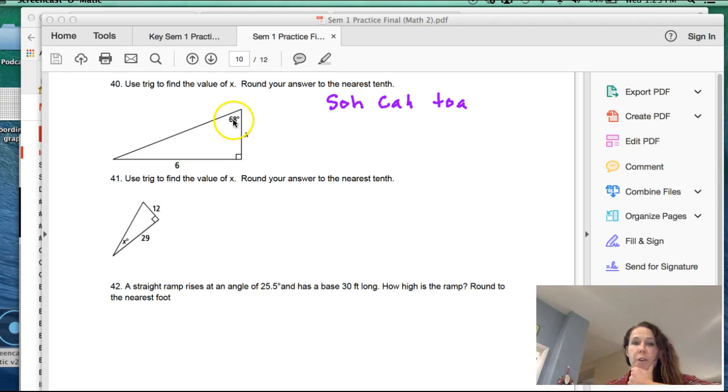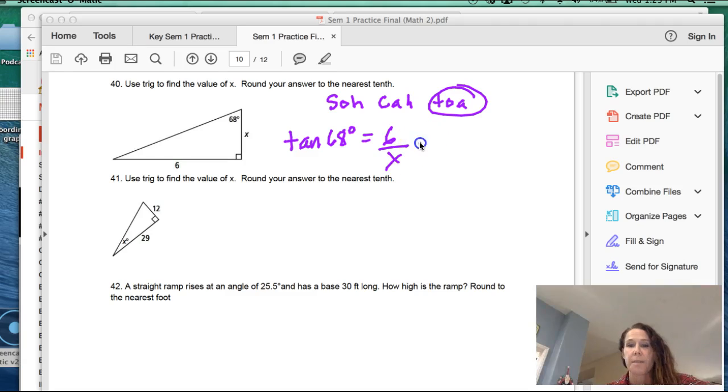So look at what you have. You have an opposite side and an adjacent side. So which one am I going to pick? This one's opposite hypotenuse, this one's adjacent hypotenuse, this one's opposite adjacent. I'm going to pick tangent because I have opposite and adjacent. So I'm going to do the tangent of 68 degrees equals the opposite side, which is 6, over the adjacent side, which is x. Tangent is opposite over adjacent, 6 over x.